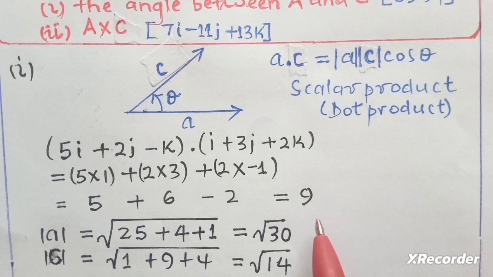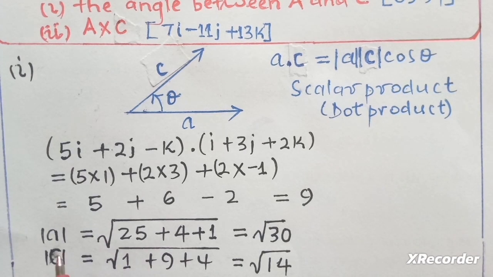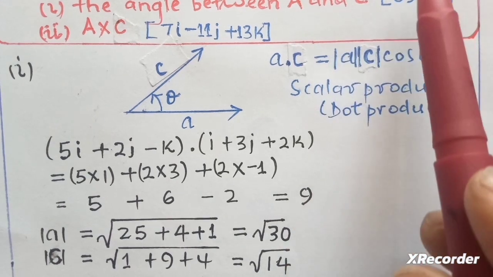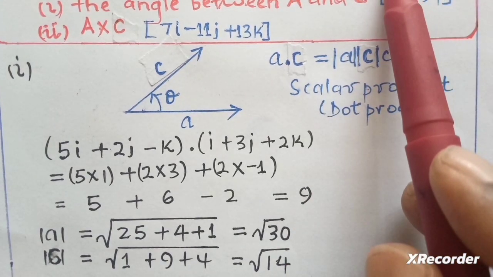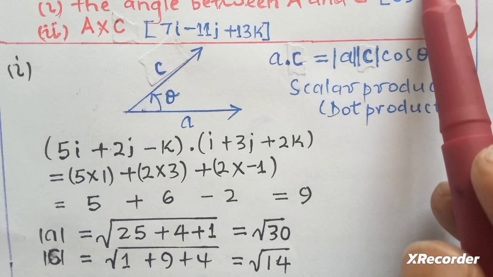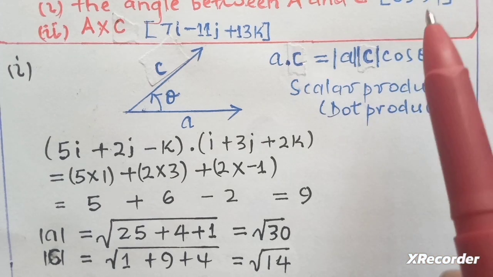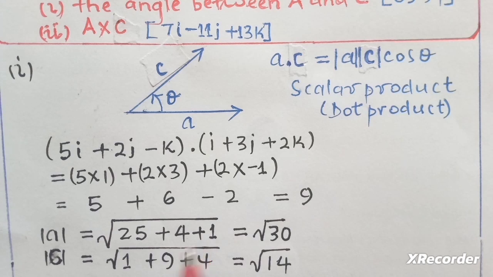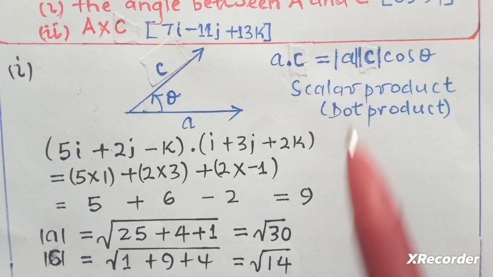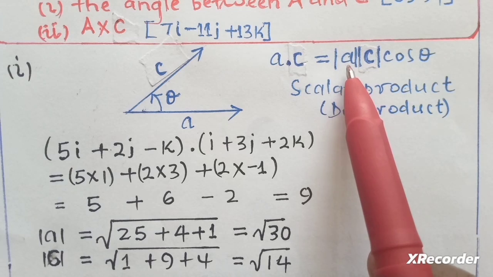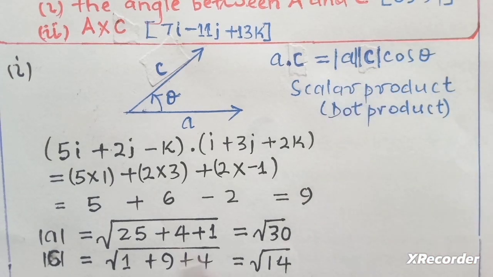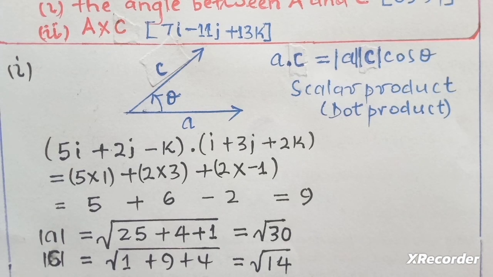This dot product, all of them have magnitude. For example, for the first one, the magnitude will be 5 squared plus 2 squared plus minus 1 squared, square root, like this. This is the magnitude of the first vector, which is A, and the magnitude of C is given by that.